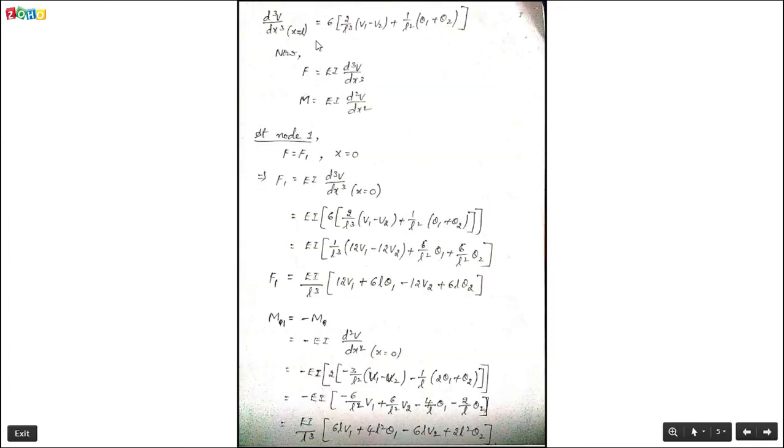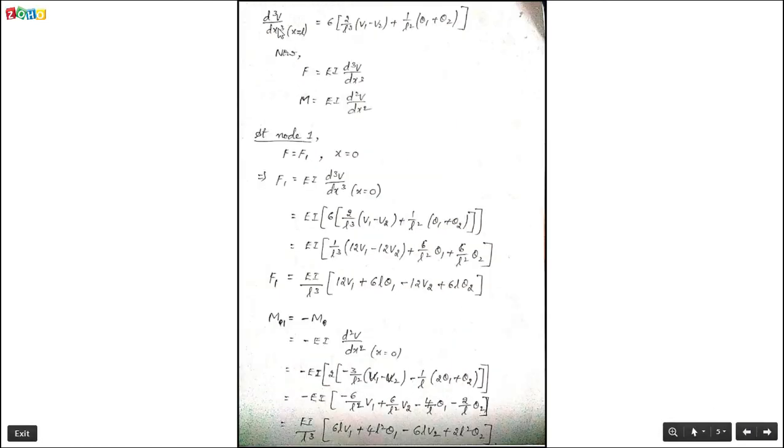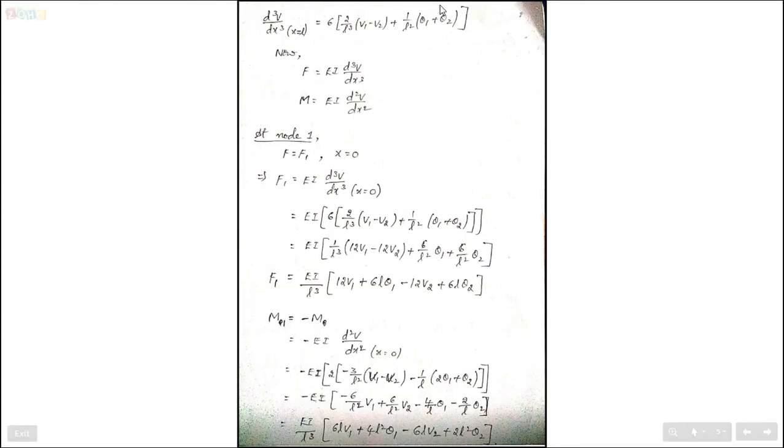Okay, right. Now d cube v by dx cube at x equal to L. Sorry, d cube v by dx cube at x equal to L. What is the value? See here, d cube v by dx cube at x equal to L, we don't have any x, so that's why this is the formula. Only this equation we got. So this is the shear force equation, that is the force equation: F equals EI times d cube v by dx cube.